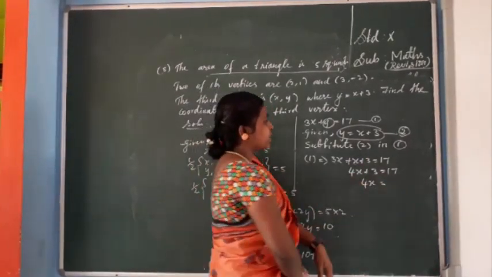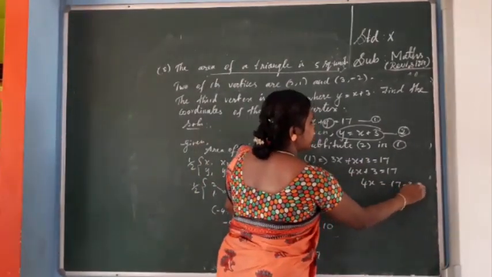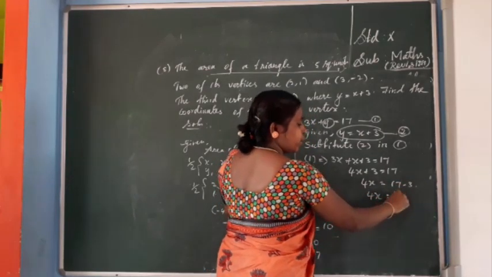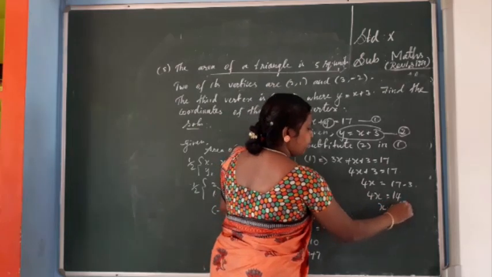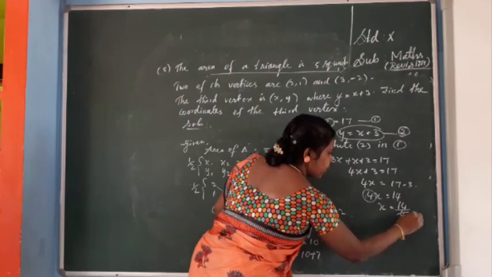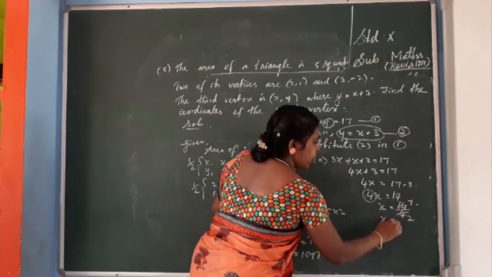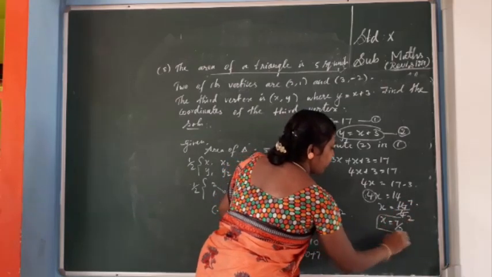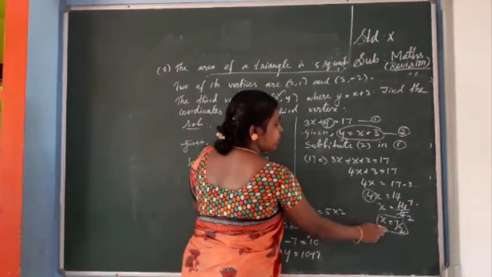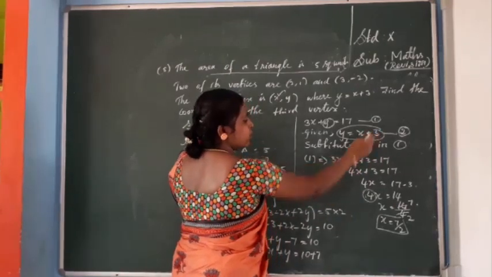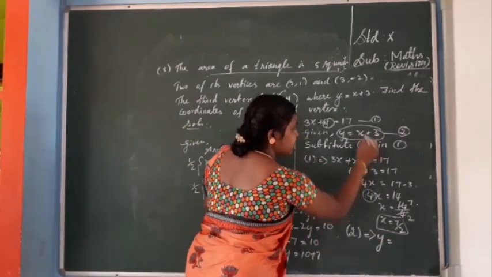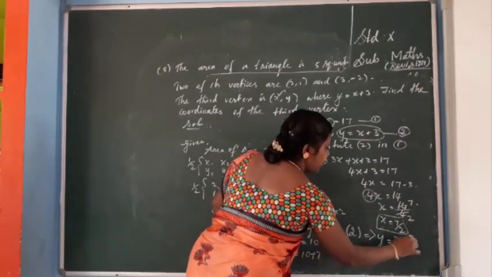You take the 3 to the right hand side: 4x equals 17 minus 3, which is 14. Then x equals 14 by 4, so 2 twos are 4, 7 twos are 14, x is 7 by 2. We got one point. One more we need, that is y. You substitute the x value in equation 2: y equals 7 by 2 plus 3.